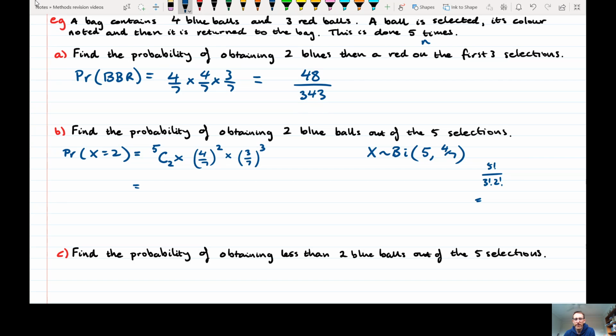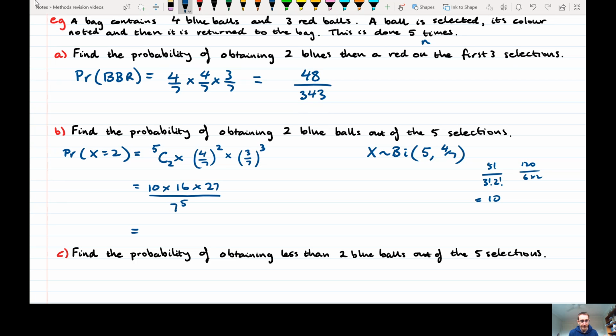Now 5 factorial is 120, 3 factorial is 6, 2 factorial is 2. So that's all going to give me 10. So you get 10 times 4 squared, which is 16, times 3 cubed, which is 27. That's all over 7 squared and 7 cubed, so 7 to the power of 5. And you'll typically be asked to do it in decimal places.